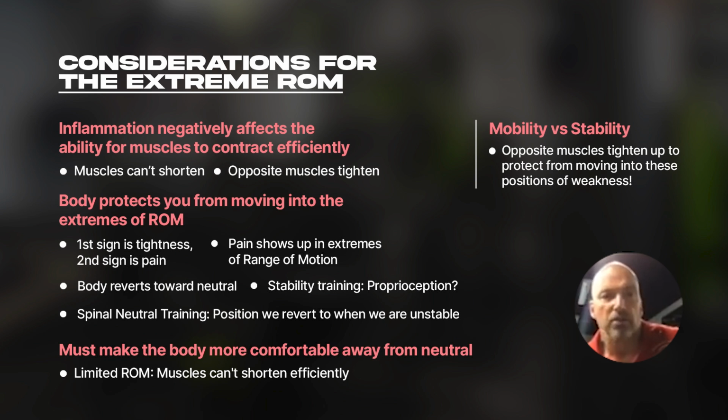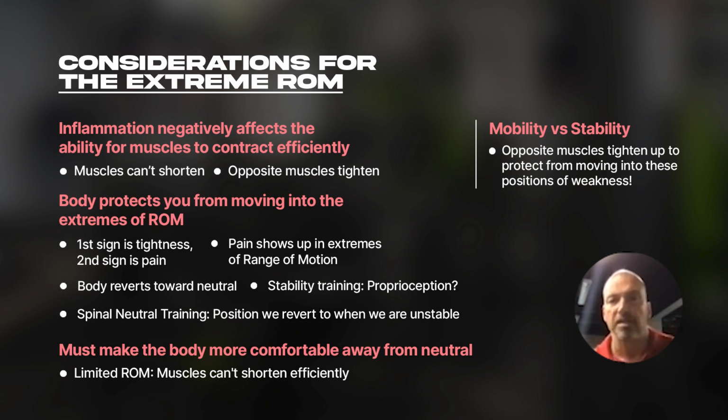When we do spinal neutral training, when we try to train the core, the key factors are: hold your spine in neutral, lift your legs, lift your arms, do bridging, do all these movements trying to maintain a neutral spine position. We don't function in neutral. The neutral position is the position we revert to when we're dysfunctional. We're stable in the neutral position. We're not stable in the extremes of range of motion.